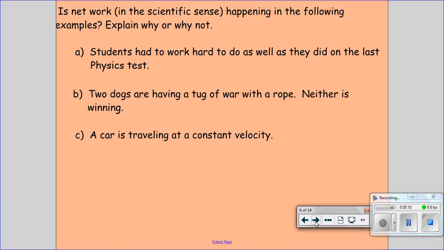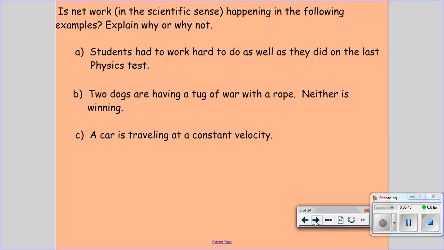So I want you to stop for a moment, pause the video, and think about these three examples. Is work, in the scientific sense, which is force times distance, happening in the following examples? Explain why or why not. A: the students had to work hard to do as well as they did on the last physics test, which is true, everybody did really well.